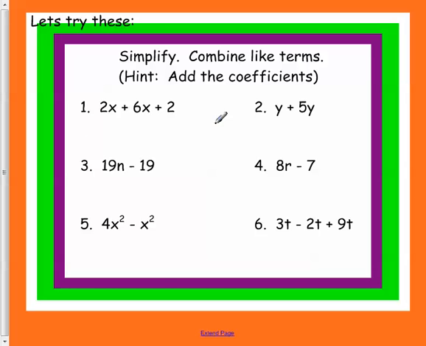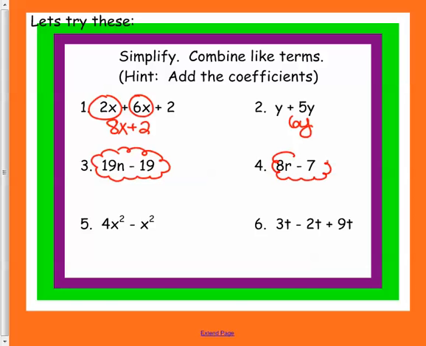So how does this help us? Well, if we want to combine them in, say, an expression, we can now. We know that the 2x goes with the 6x. They're both positives, so I have 8x plus 2. If I look here, I have y plus 5y, which is 6y. I can't do anything here, so this one is already simplified. Same with number 4. I can't combine any of those like terms.